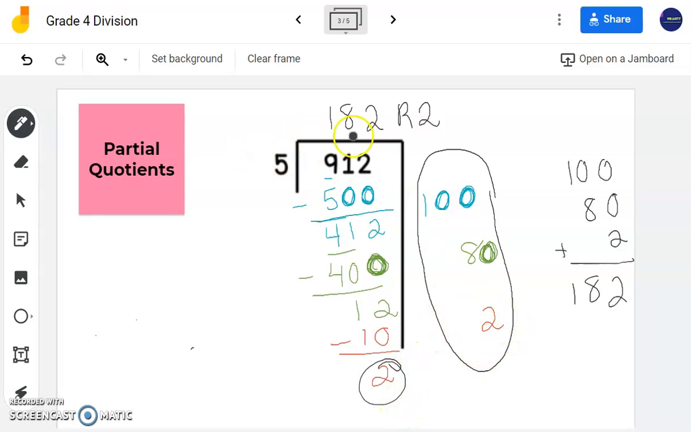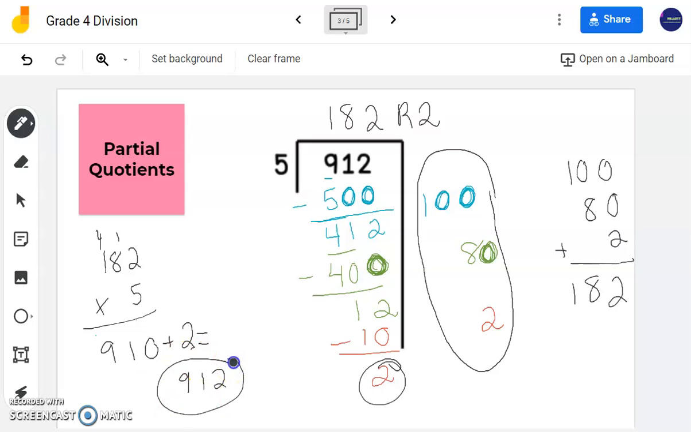Now again, to confirm that this is correct, we can use multiplication. We can actually do 182 times 5. So let's see what happens when we do this. So I have 41. 5 times 1 is 5, plus 4 is 9, 10. Can't forget about my remainder of 2, giving me 912, which I notice is the same answer as my dividend. That's how I know I did this correctly. So if you are curious if what I did was correct, you can always use multiplication to check your work.